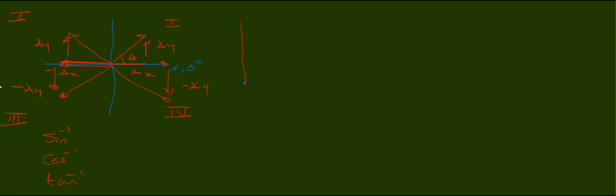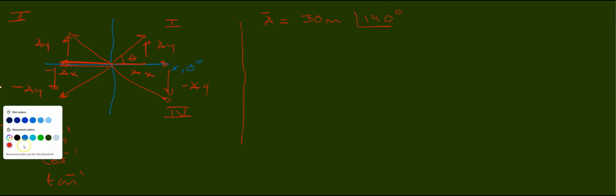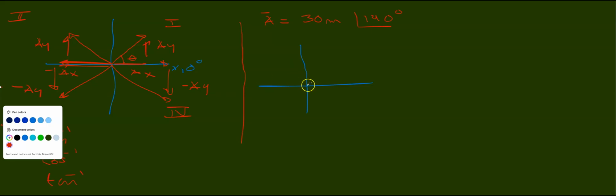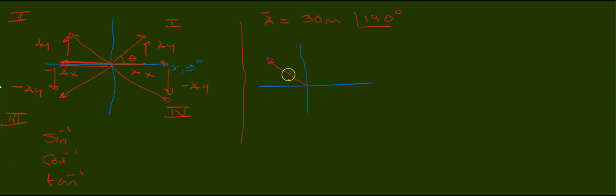So for example, if we have vector A, which is 30 meters at 140 degrees. So if we plot that thing, we see immediately that we are in the second quadrant, right? This here is 140. This here is 30 meters. Now, of course, this here is 40 degrees. So 140 plus 40 is 180.